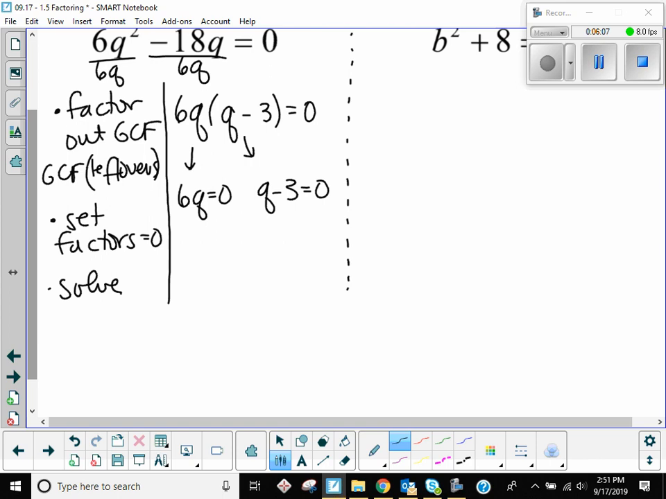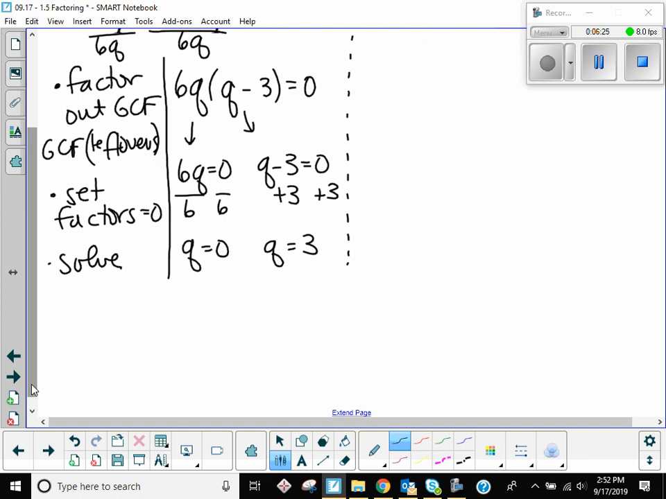What do we do on the first one to solve? Divide by 6. So q equals 0. And then on the second one, we add 3. So you can box this form of your answer. You can write it in set notation if you like. I'm good either way.